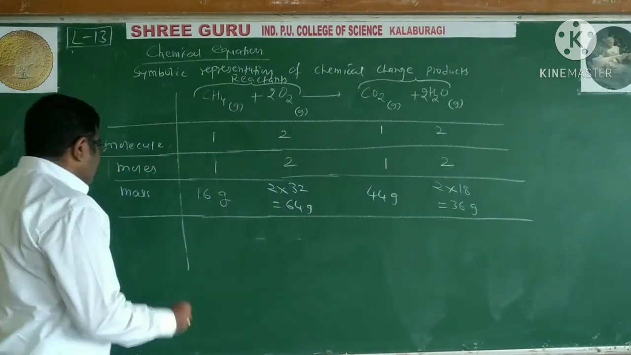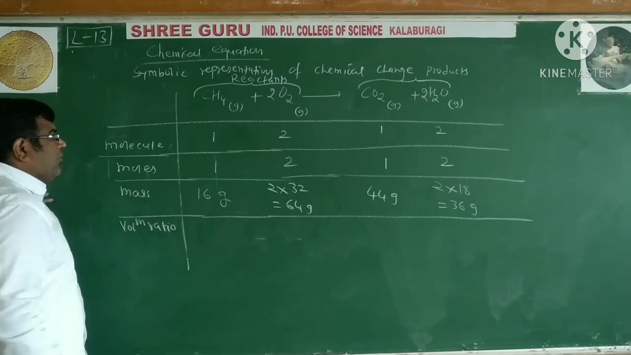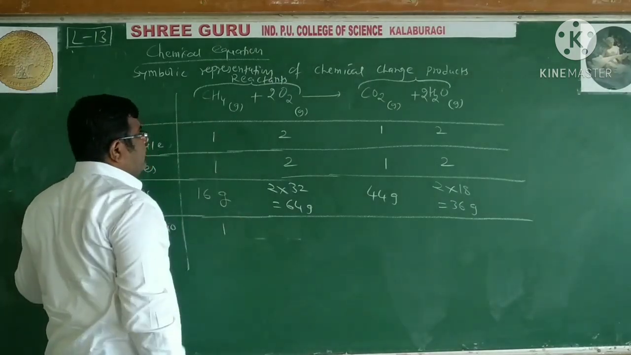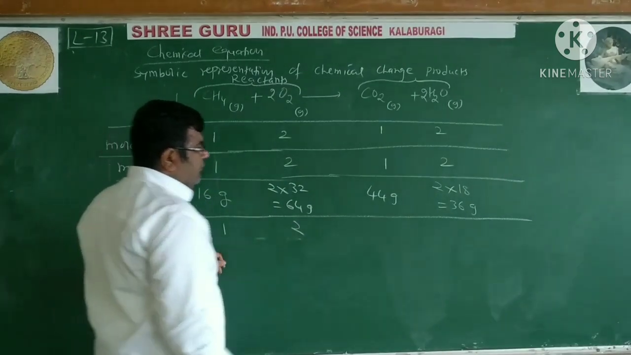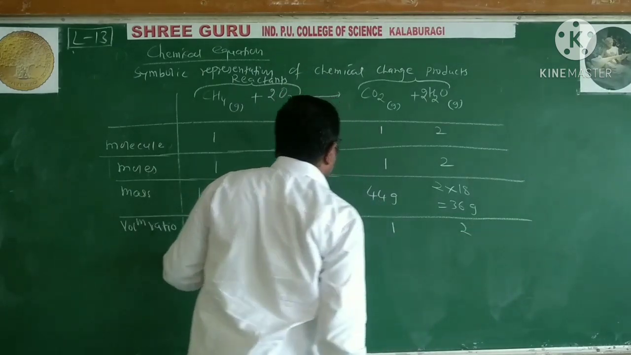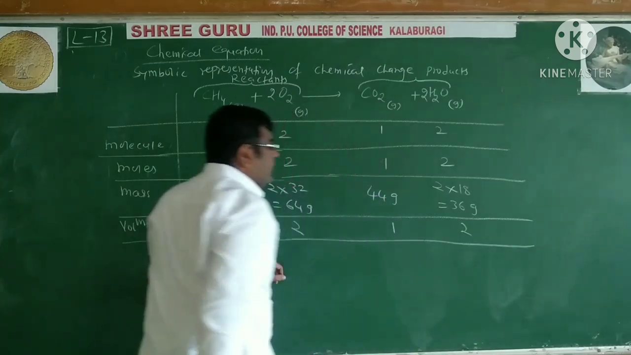Regarding the volume ratio, if they are gases, we can talk about their volume ratio also. One volume of methane combines with 2 volumes of oxygen, forms 1 volume of carbon dioxide and 2 volumes of H2O. That is also a conclusion we can draw.